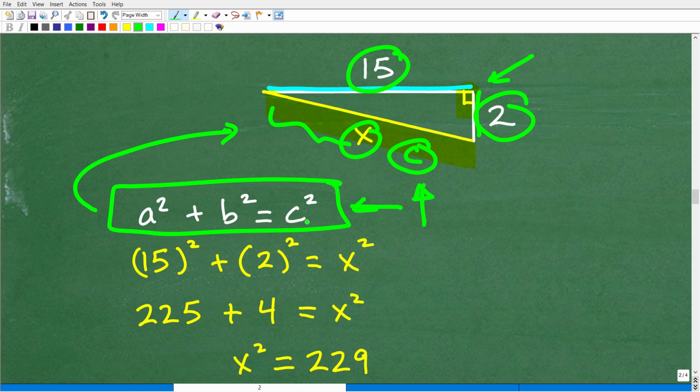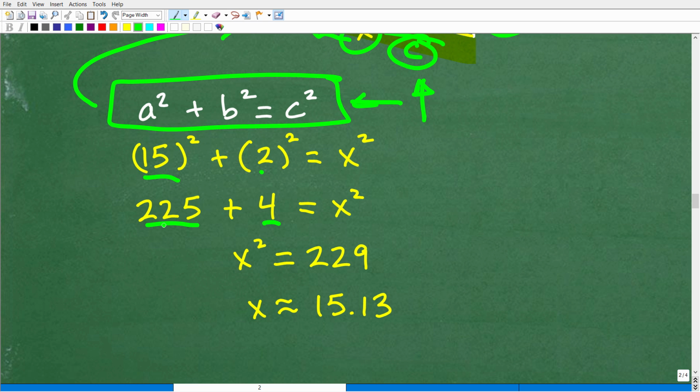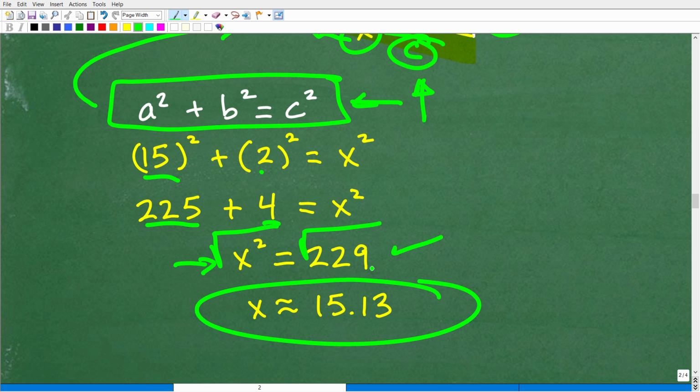Let's solve for C. We're simply going to plug in these two values for our sides. So 15 squared is 225, plus 2 squared is 4, and that's equal to, let's call this side x, x squared. Let's finish up this math. 225 plus 4 is 229, so x squared is equal to 229. To solve for x, we take the square root of both sides, and we get x is approximately equal to 15.13. So what does that represent? That is the boat's true speed when we account for the current. So the current's actually helping it out just a bit.